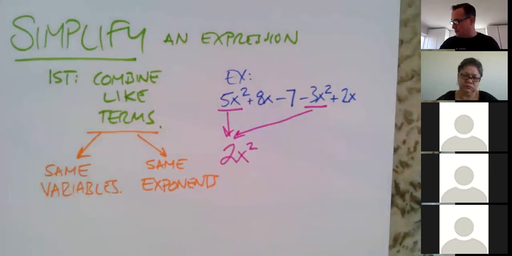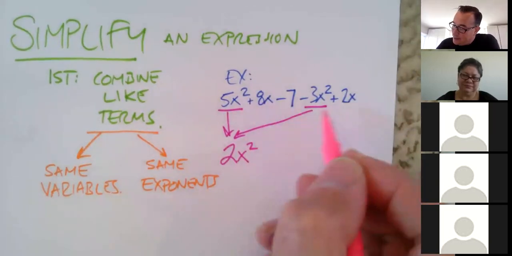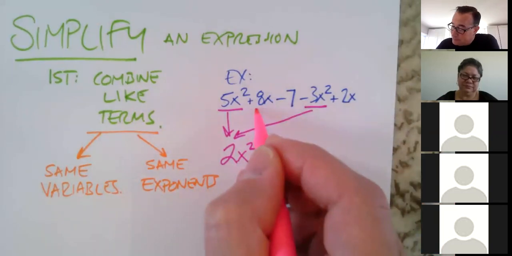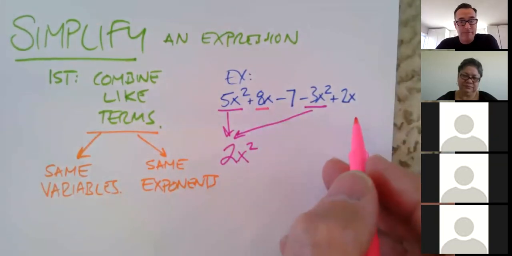Wait, pause. I want to get another color so I can do this one. Can I get another term? Can I? 8. Oh, yeah. Oh, Dale. Okay. Is it 8x and 2x?